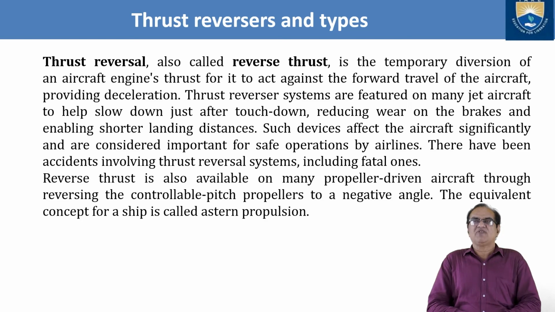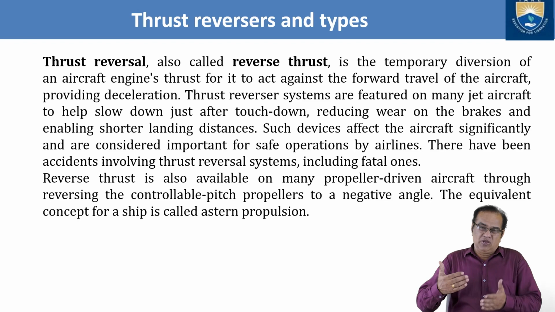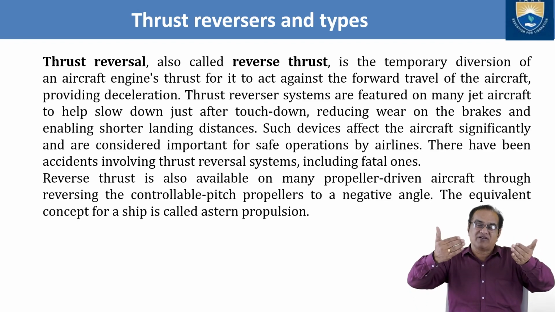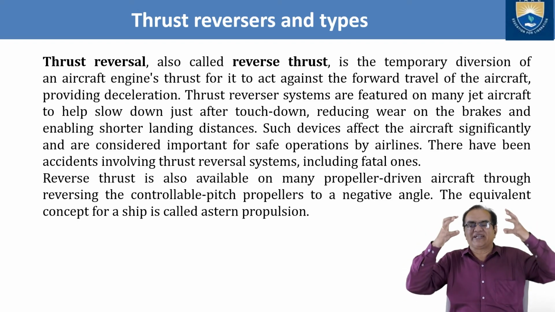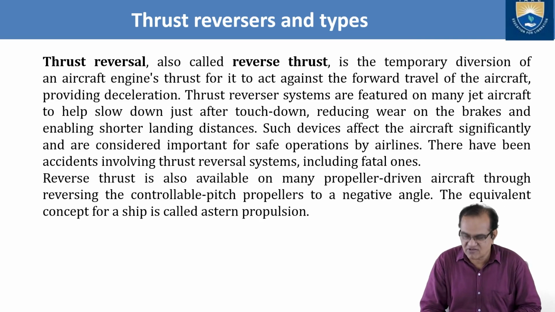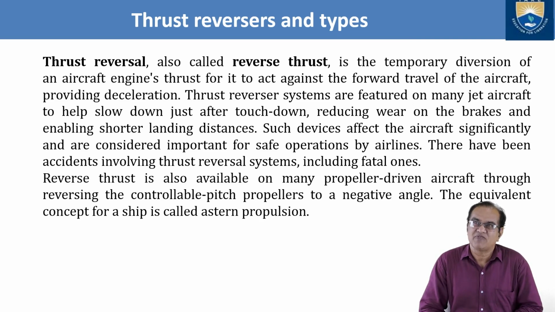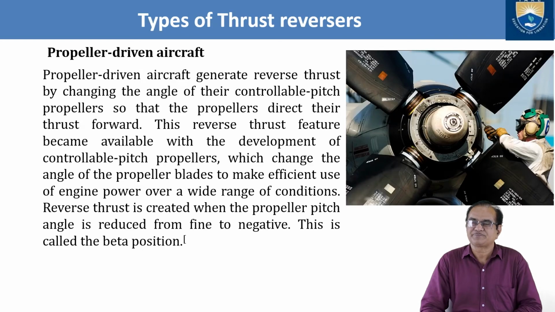Reverse thrust is also available on many propeller driven aircraft through reversing the controllable pitch propeller to a negative value. The equivalent concept for a ship is called astern propulsion. So it is also called astern propulsion, meaning in place of going forward, your aircraft will try to go backward and try to stop. So that is called the propeller type of thrust reversal.